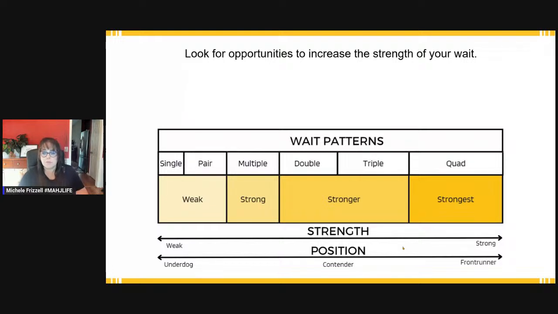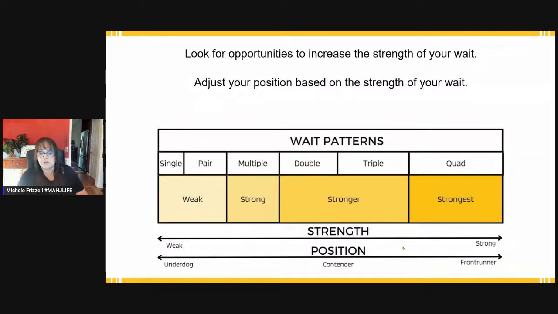When you think about your position, you want to modify or adjust your position based on your weight to manage expectation and to help you decide the level of risk that you can take, which is basically what I just said right there. Adjust your position based on the strength of your weight.